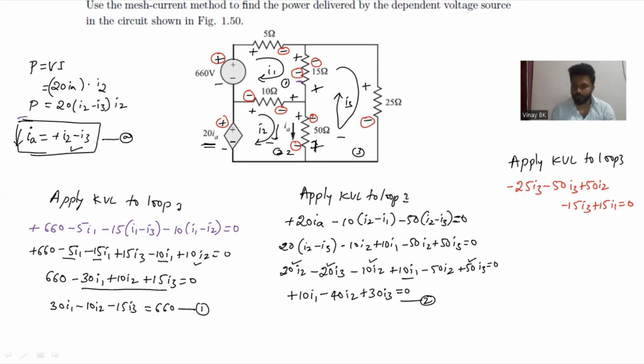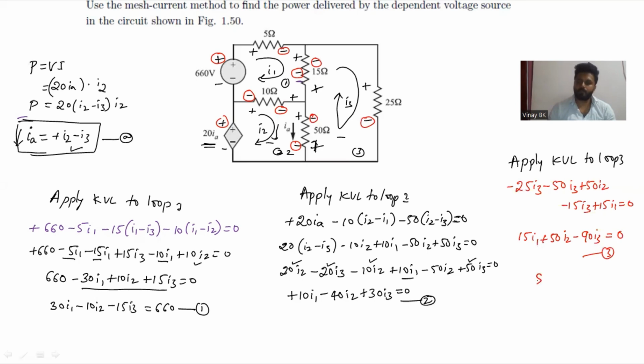So now we simplify. Only one I1 you have, that is 15 I1, and only one I2, plus 50 I2. Then you have three I3 terms: minus 25, minus 50, minus 15, that is minus 90 I3, equals 0. So this is equation number 3.